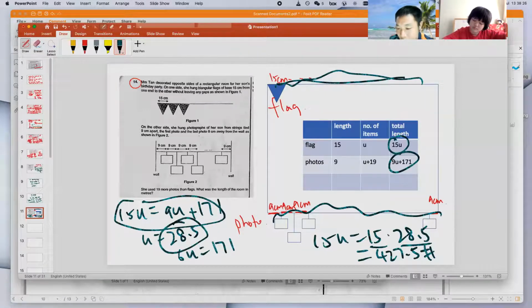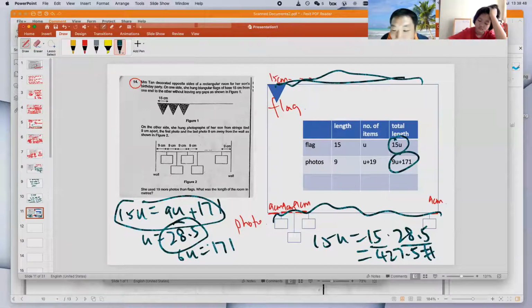And then I already questioned myself. 28.5, it must be a whole number. I mean, most likely it should be a whole number. And then I somehow checked. Yeah, so we missed out something. Okay, so what have we missed out? Do you know what we have missed out?